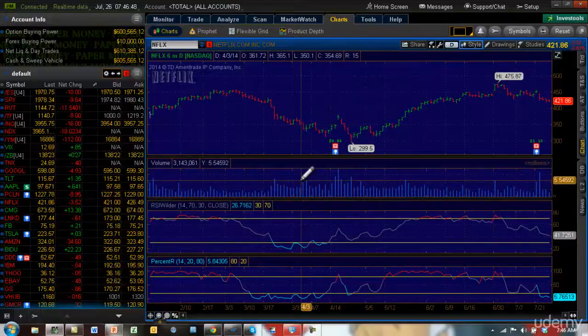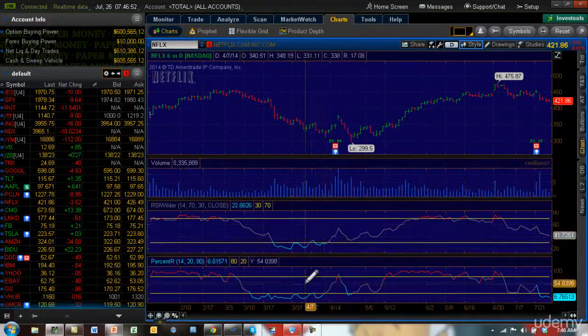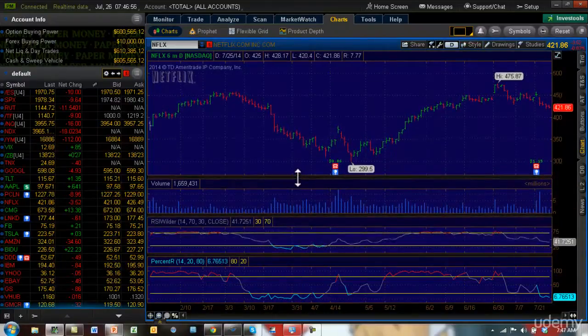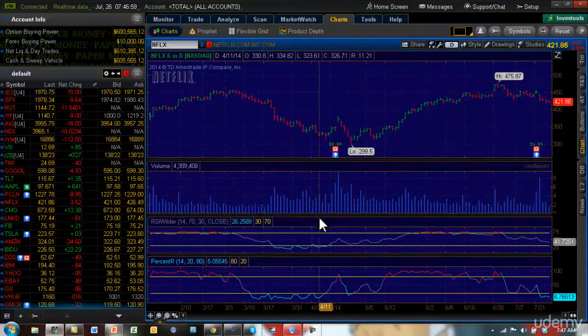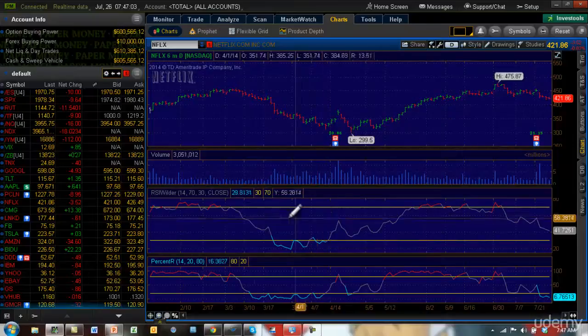And what I have here are three of the indicators. One is volume, one is RSI, and then the percent R. Now, the volume we don't have to worry about. Let me shrink that. Okay, first let's look at the RSI.